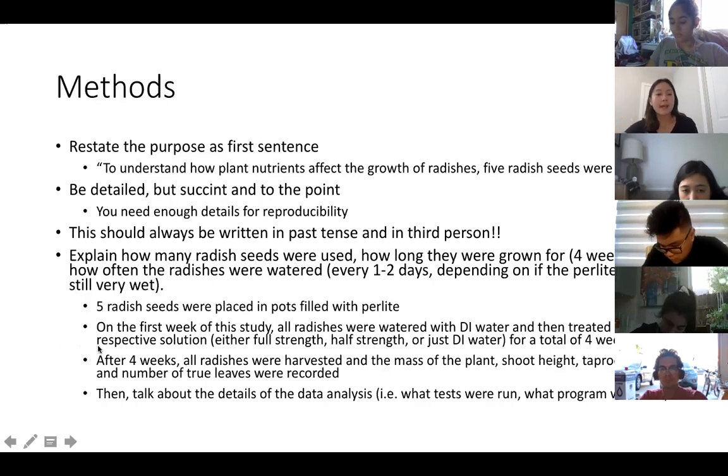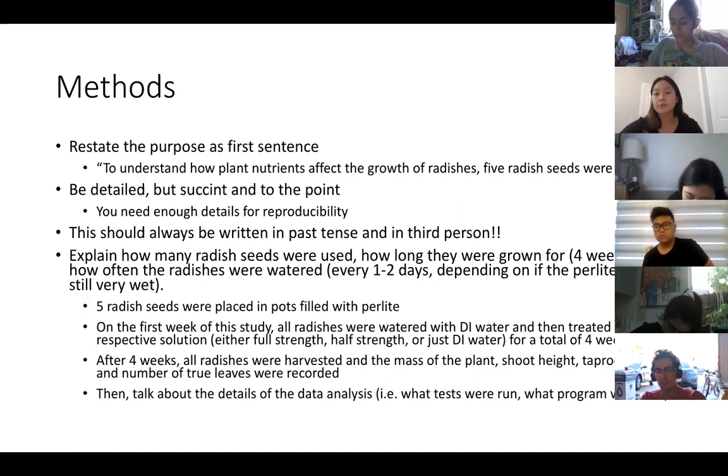Also keep in mind that on the first week of the study, when you first potted your seeds, all radishes, every single one, whether it was half full or control, were watered with DI water first. And then on the second week of the study, that's when we started watering them with their respective solutions. This experiment lasted for a total of 4 weeks. Once the 4 weeks were up, we harvested every single radish seed and we measured the mass of the plant in grams, the height of the shoot, and the taproot length in centimeters, and the number of true leaves were also recorded.